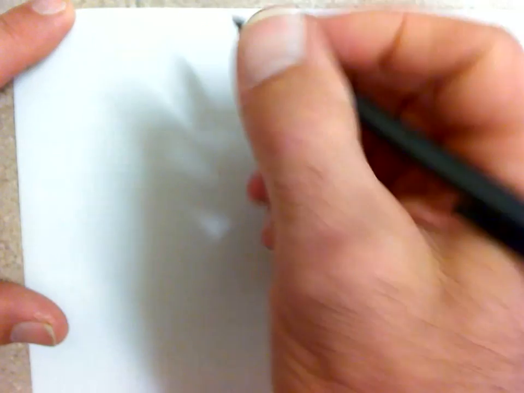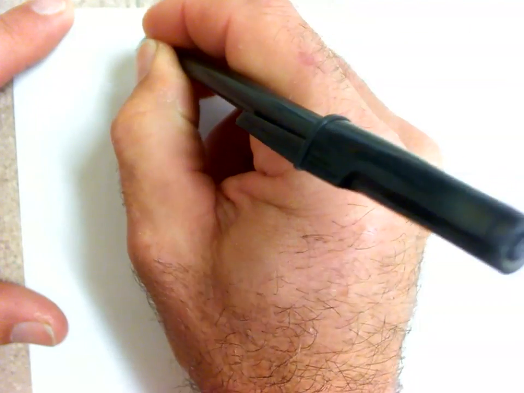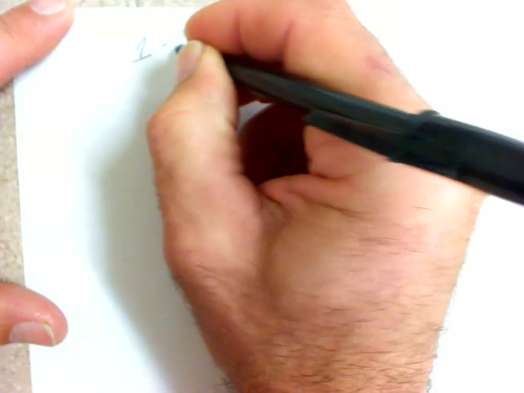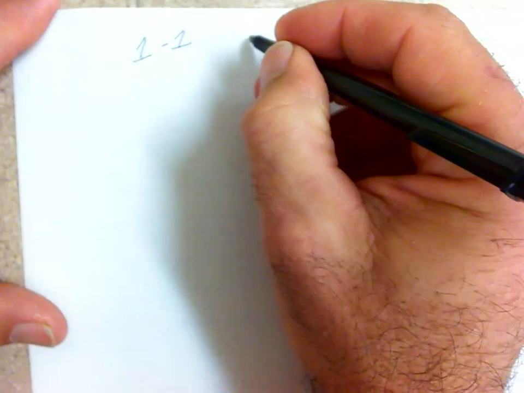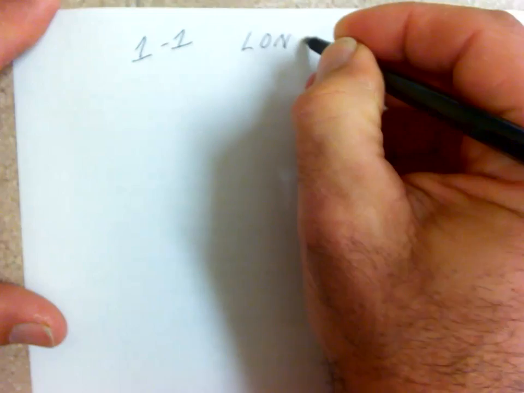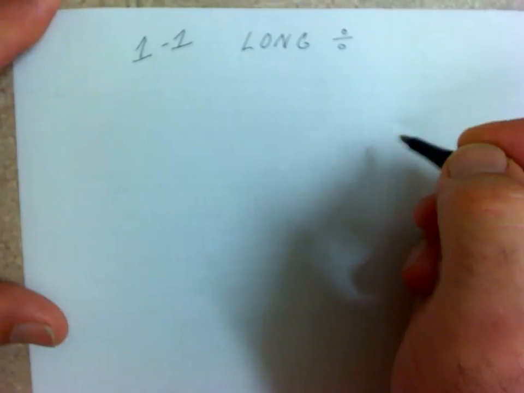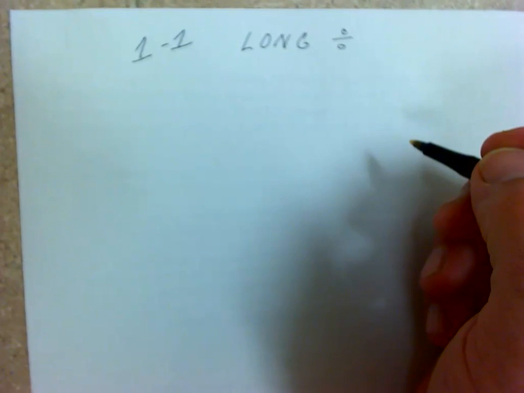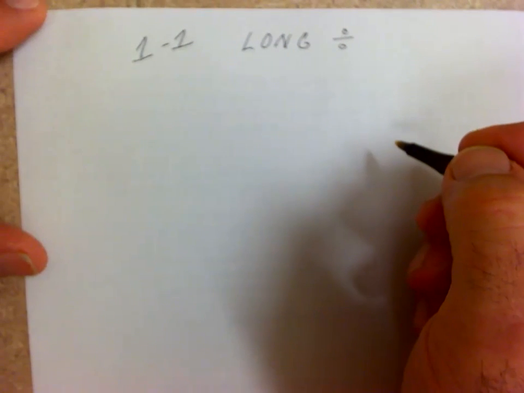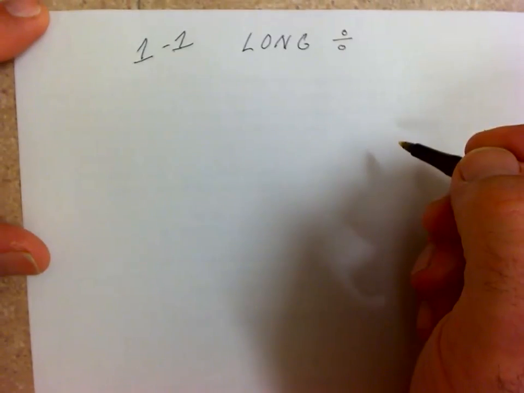Okay, for our first set of notes today, this would be Chapter 1, Section 1 for our notes. And today's topic is long division. All right, and two things are going to happen here when we do long division. We want one of two things to happen.